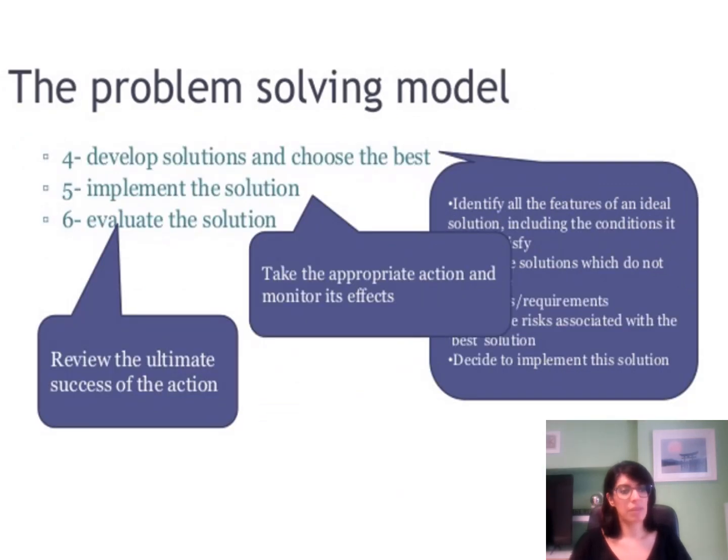The next step is to develop some solutions to solving the problem and choose the best one. So what are all the features of the ideal solution? What parts of the solution do you think won't fit very well in solving your problem? What are the dependencies and the requirements? What risks are there associated with this particular solution? And then which solution will you implement?